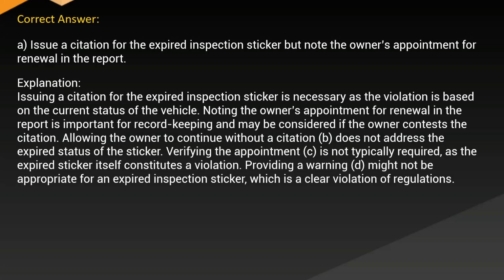Correct answer, A, issue a citation for the expired inspection sticker, but note the owner's appointment for renewal in the report. Explanation. Issuing a citation for the expired inspection sticker is necessary as the violation is based on the current status of the vehicle. Noting the owner's appointment for renewal in the report is important for record keeping and may be considered if the owner contests the citation.